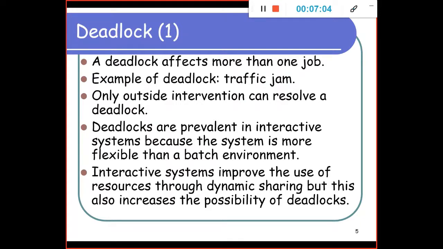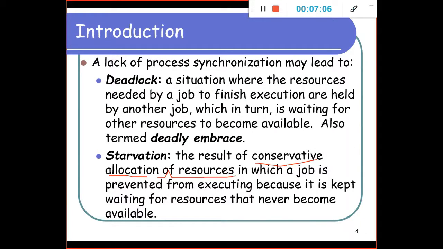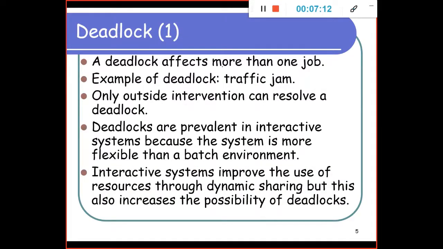We don't have a diagram yet. So imagine it's a traffic jam, which I think is slide number 6 or something. So deadlock affects more than one job. Imagine that person going up or going down using the staircase. It affects more than one job. That person is a job. Example of deadlock: traffic jam.